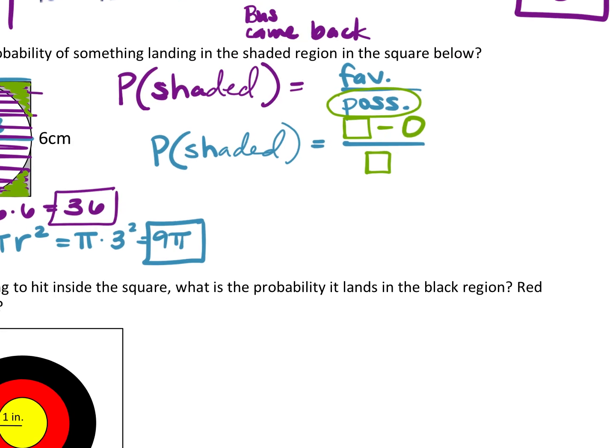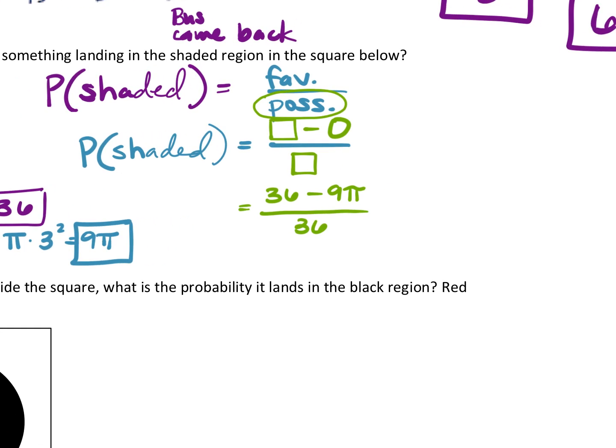So the square is 36. The circle is 9 pi. So you do 36 minus 9 pi, and you divide by what? 36, the area of the square. Now you need your calculator because you can't do that in your head very easily. So plug in 36 minus 9 pi. Don't divide yet. I would just break this down. 7.726 divided by 36.